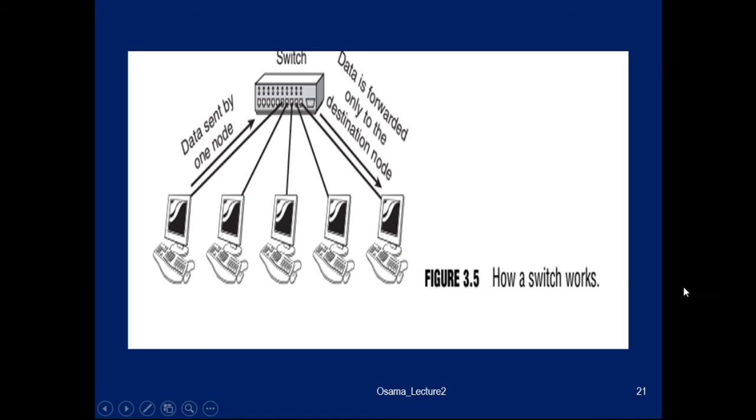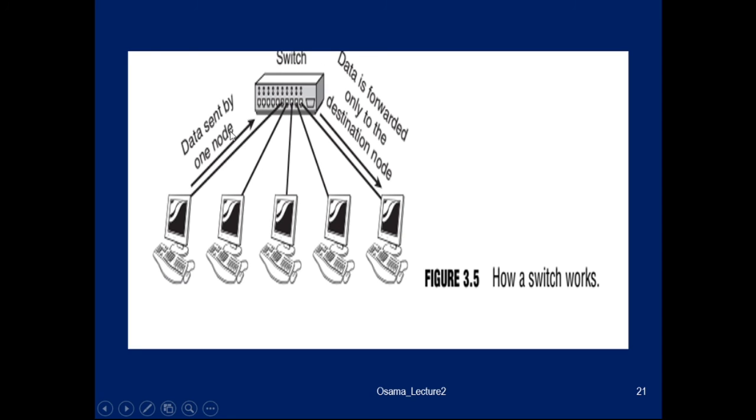Here you see the switch. These figures are important in the exam, you must draw them. If I give you in the exam what is the difference between switch and hub, you must draw the figures. In the switch, data is sent by one node. Computer number 1 needs to send the message just to computer number 5.